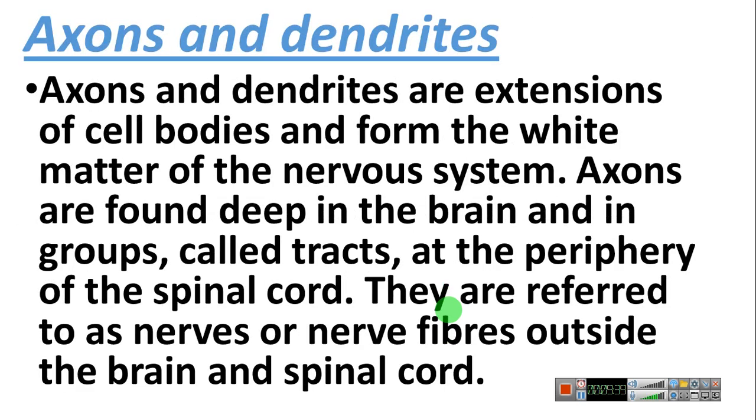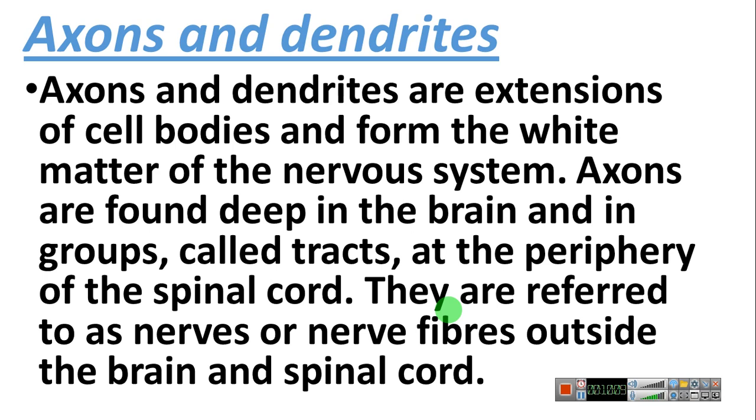Axons and dendrites. Axons and dendrites are extensions of cell bodies. You have seen in that picture what the axons and dendrites are. Axons and dendrites are extensions of cell bodies and form the white matter of the nervous system. In the nervous system, the white matter is formed by axons and dendrites.